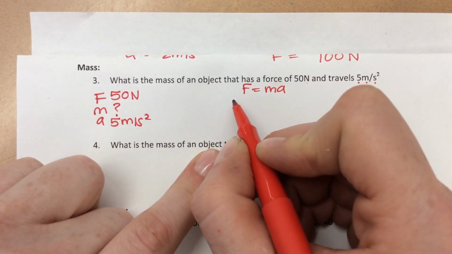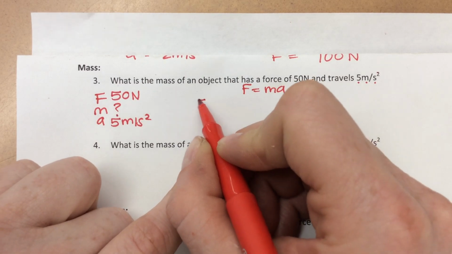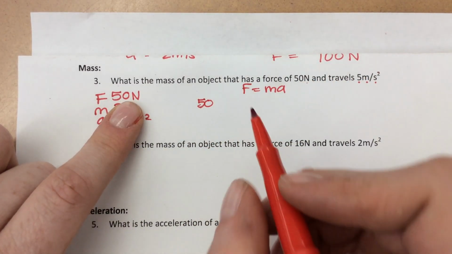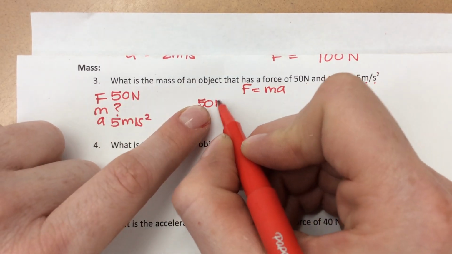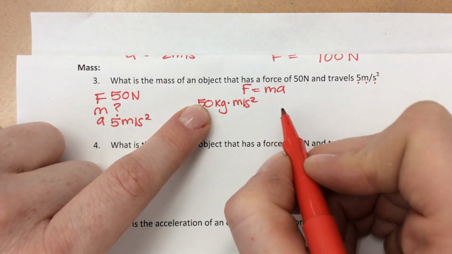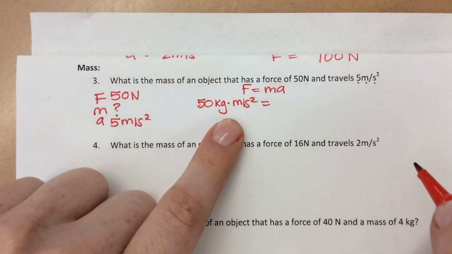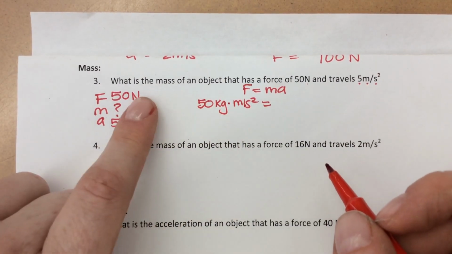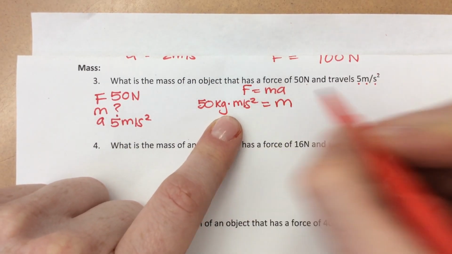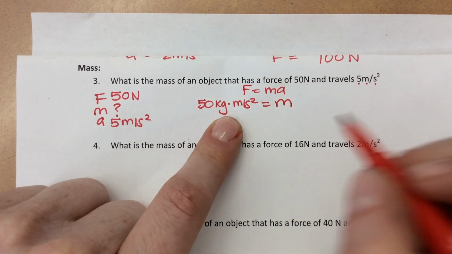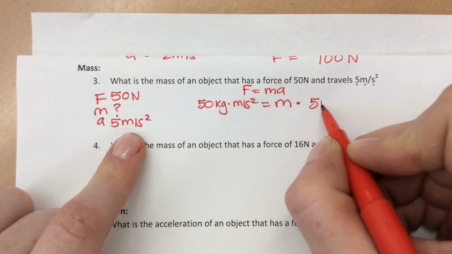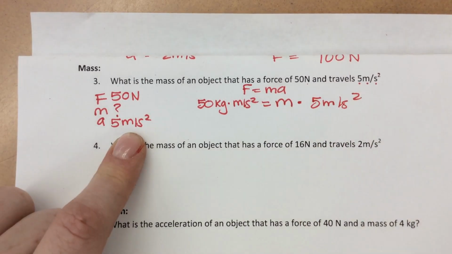Force, I know, is 50. The only difference is instead of writing newtons, it's actually better to write down that the newtons technically means kilograms times meters per second squared. And in a moment you'll know why I'm doing that. So those two things again mean the same thing. It is equal to the mass, which I don't know, so I'm going to keep that variable, just like math does. And then go into acceleration, so that's multiplying by 5 meters per second squared.